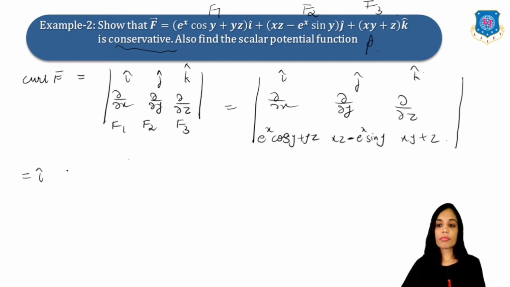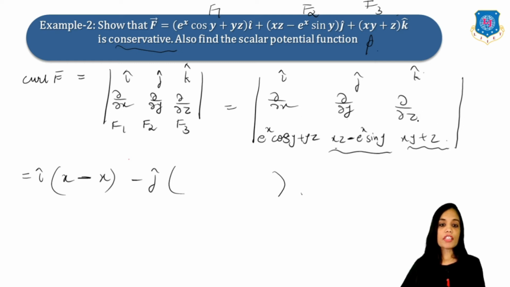Let us solve the determinant. Now we solve this derivative with respect to y, so the answer will be x, minus the derivative with respect to z, so x minus x. Now minus j: we solve this function with respect to x, so the derivative will be y, minus the derivative of this function with respect to z, so again minus y will come.